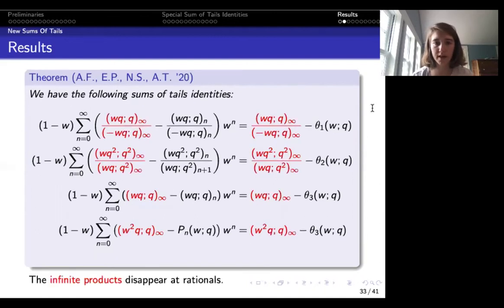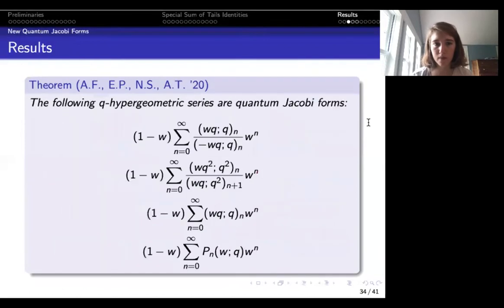So we know that, as in the one variable case, when we approach the rationals, the infinite products will disappear, except this time we're approaching Q cross Q from C cross H. And this gives rise to our next theorem, that the following q-hypergeometric series are actually quantum Jacobi forms.